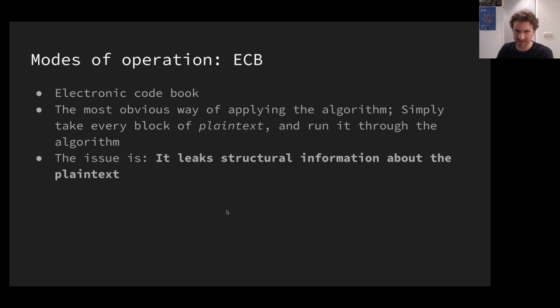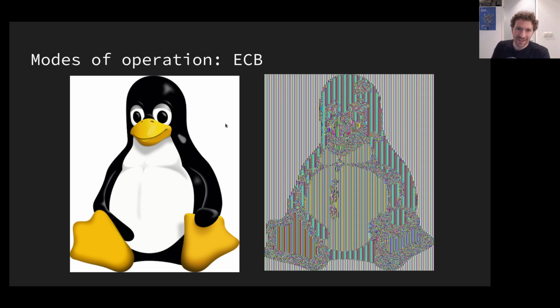But just take a look at these images. This is an image of Tux, the Linux penguin. And you can imagine that this is just a raw bitmap image. We've got 3 bytes at a time, red, green, blue. Each one of those is a byte, and it represents some color.